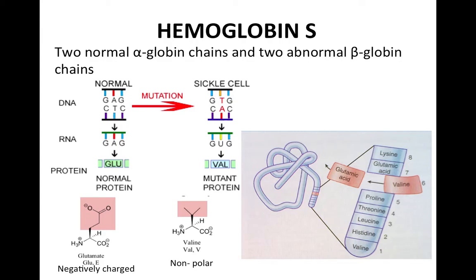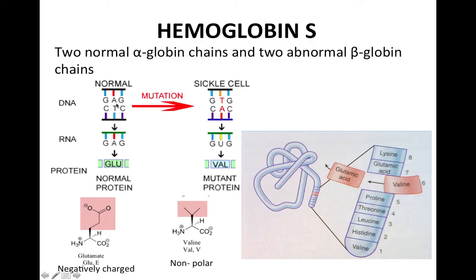So how is the sickle hemoglobin formed? As you are all aware, sickle cell anemia is a genetic disorder. This occurs because of a change in the nucleotide. The sixth codon codes for the amino acid glutamate. Glutamate is a normal, highly negatively charged amino acid.